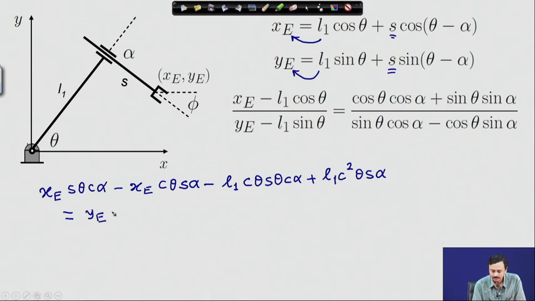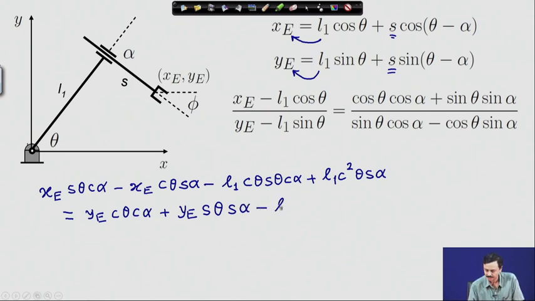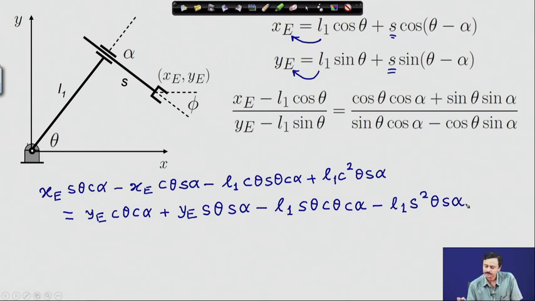y e cosine theta cosine alpha plus y e sin theta sin alpha minus L 1 sin theta cosine alpha minus L 1 sin square theta sin alpha. So, we know x e y e, we have to find out theta from this equation, because s has already been eliminated.